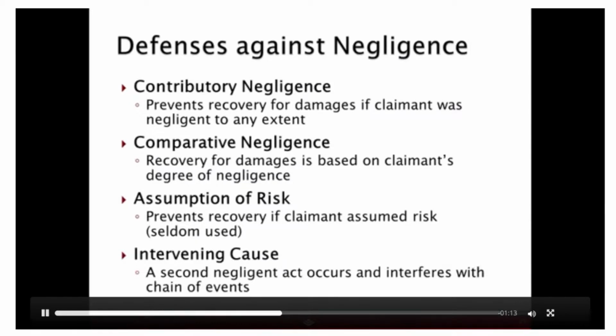When using an intervening cause as a defense against negligence, the defendant must cite the occurrence of a second negligent act that occurred after the negligent act cited by the claimant and before the loss occurred, and that interfered with the chain of events leading to the loss.